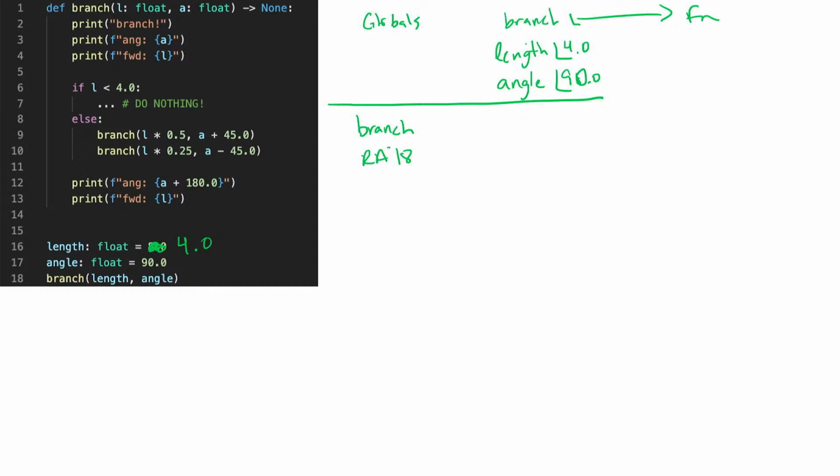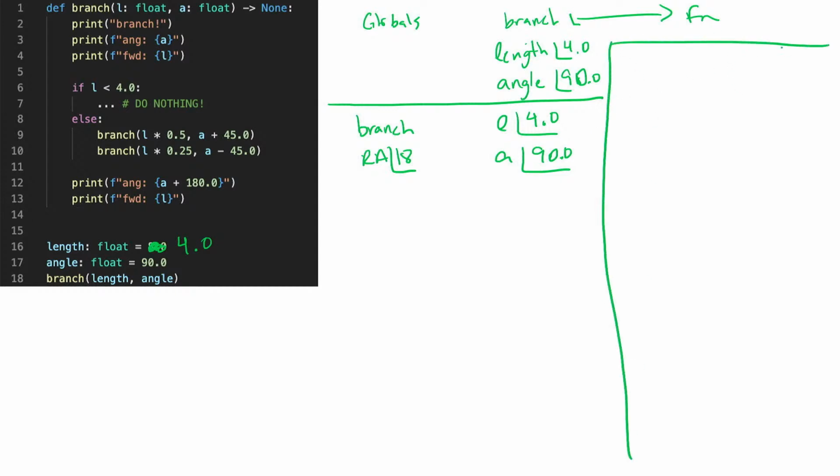And our L parameter is 4.0, and our A parameter is 90.0. All right, and I'm once again going to give myself a lot of space here for output. Okay, so we go in, we hit this branch.